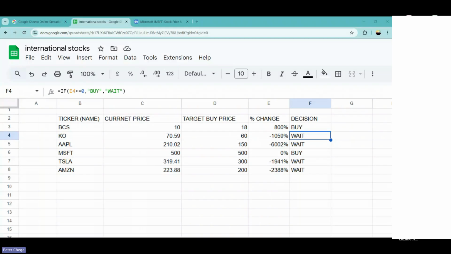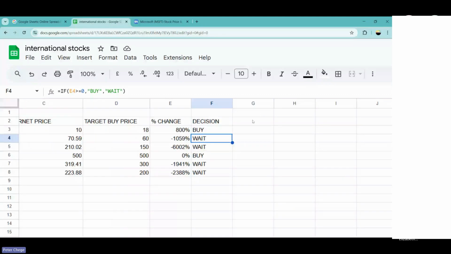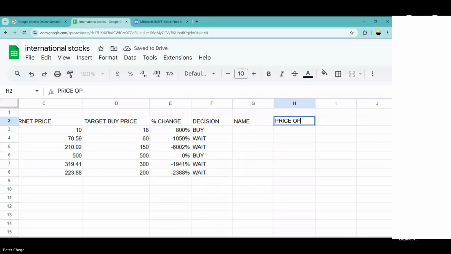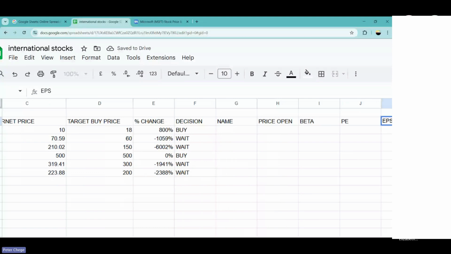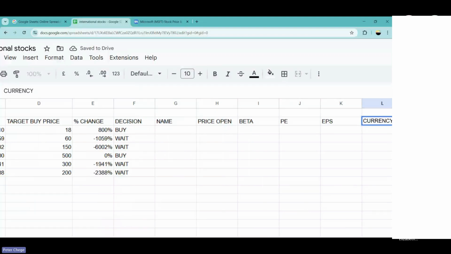Okay. So now I want us to add another column. Here we can call it name. So we add the name. Then price open. That's the price it opened with. Then we can skip volume because we already have beta. So beta, this is volatility. Then PE ratio. Then EPS. And currency. Let me just pick those ones for now, because of time. I would want to cover everything.